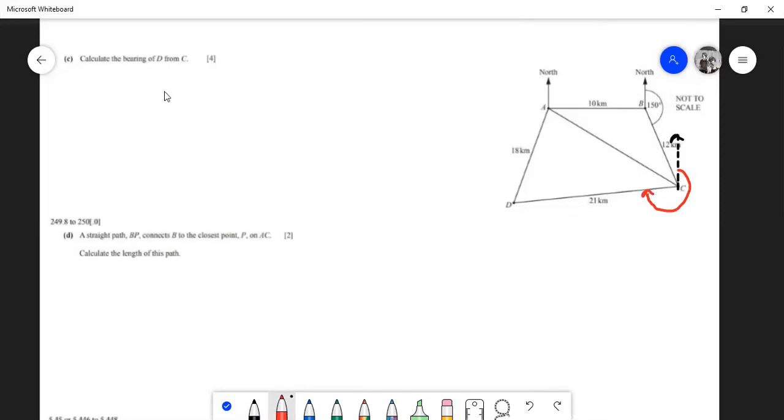Let me read the question one more time. Calculate the bearing of D from C. So I need this angle there. Earlier we already found this tiny angle up there, right? Correct me if I'm wrong. I think we found already. I have it in my paper here. Angle ACB. Yep, it's 27. Okay, so this one here, we already got 27. Okay, and I don't know what this angle here is. So probably I think we need to rework to find that angle.